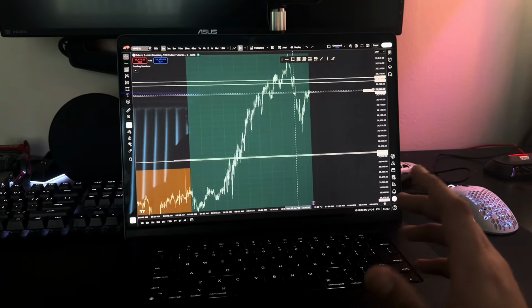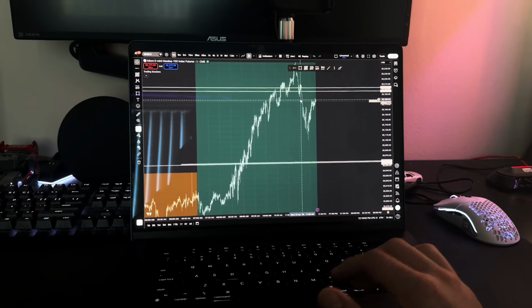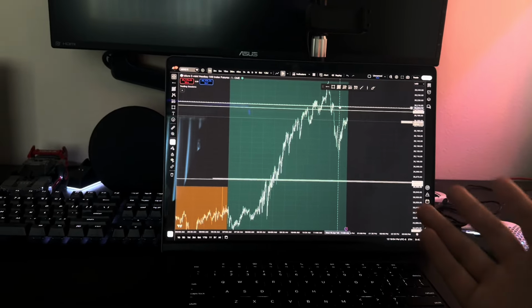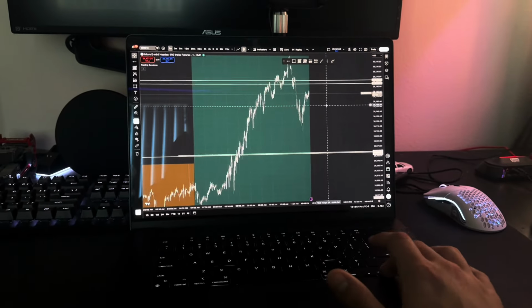So I was basically willing to stay in the ES trade until this gets hit on NASDAQ, because I know that that's when NASDAQ's probably going to want to move down, and that's exactly what it did.